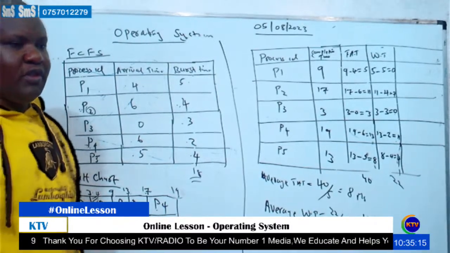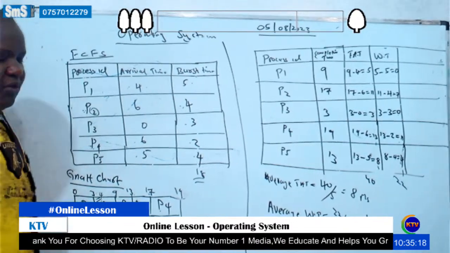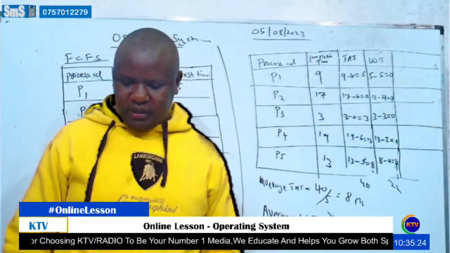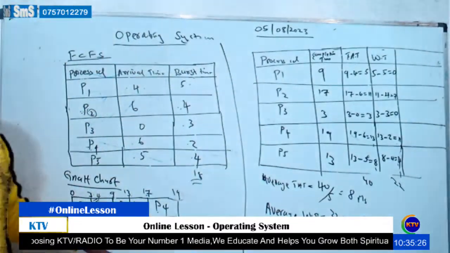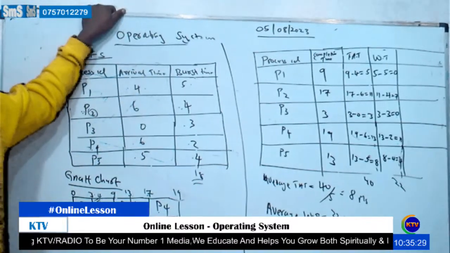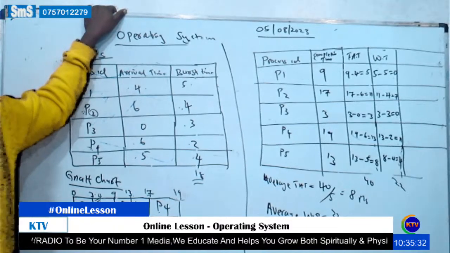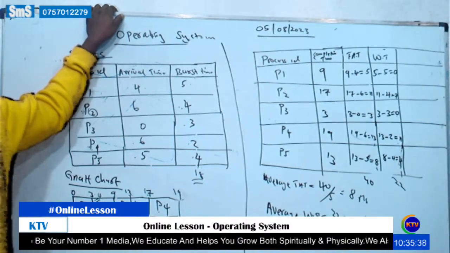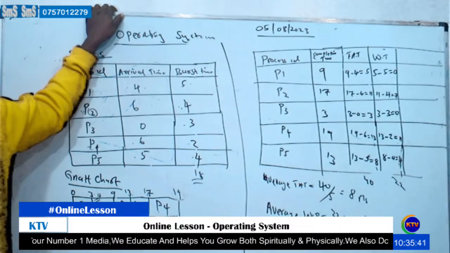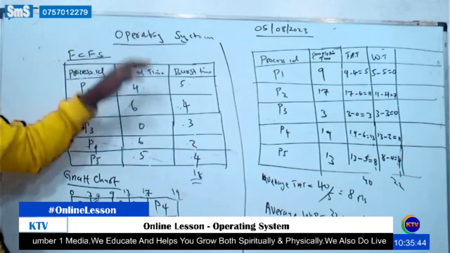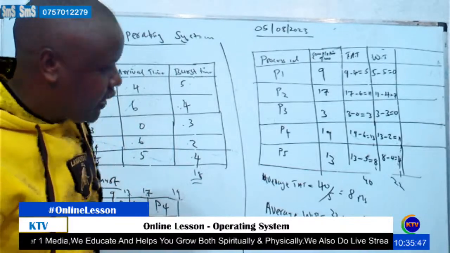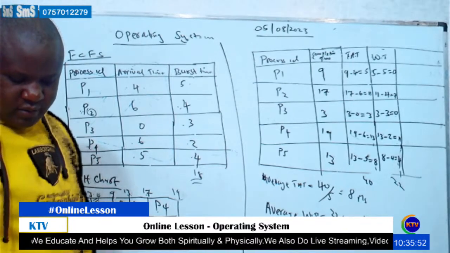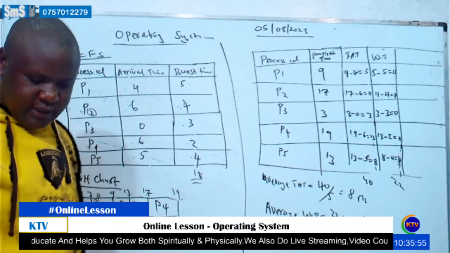Unless there is a question. If there is any question, you can ask, so that we proceed to the next algorithm. Maybe where you have not understood, you can ask a question. Good. So there's no question. We now proceed to the second algorithm.